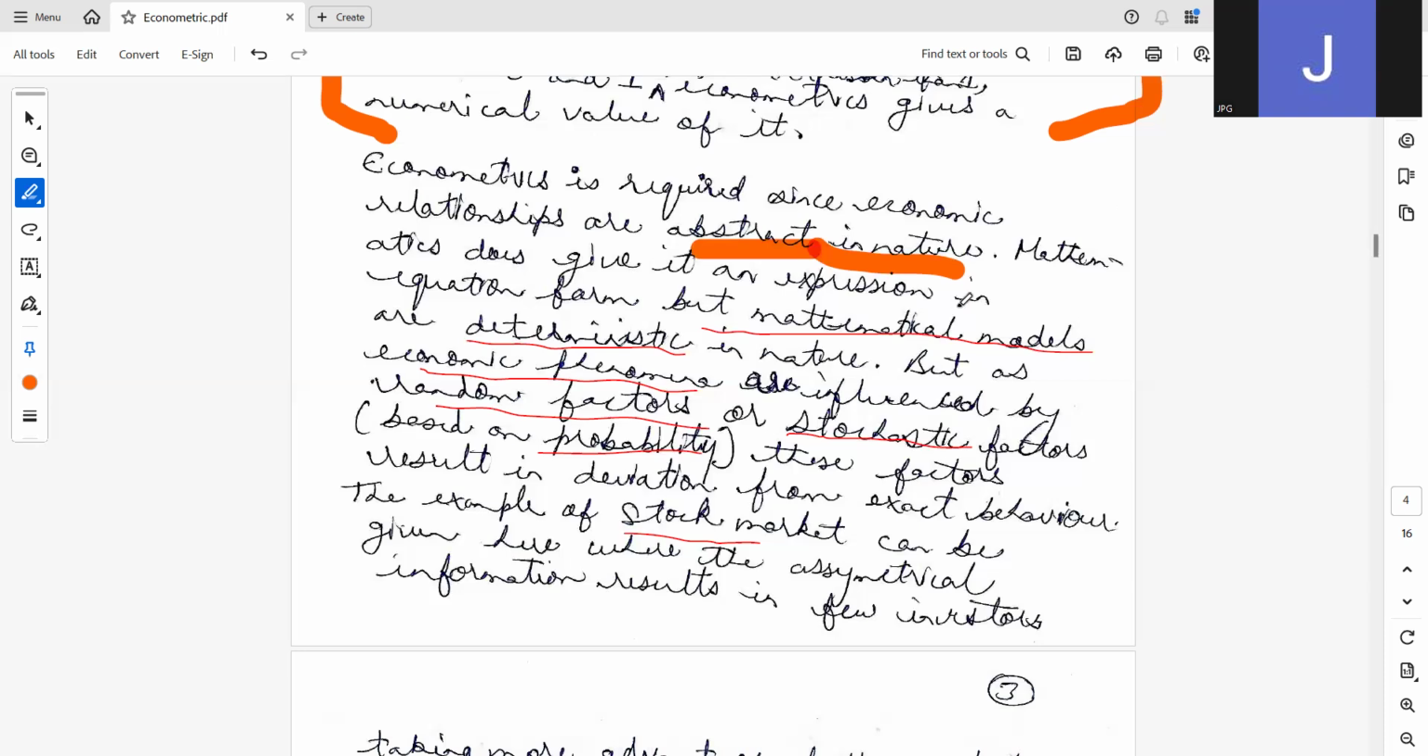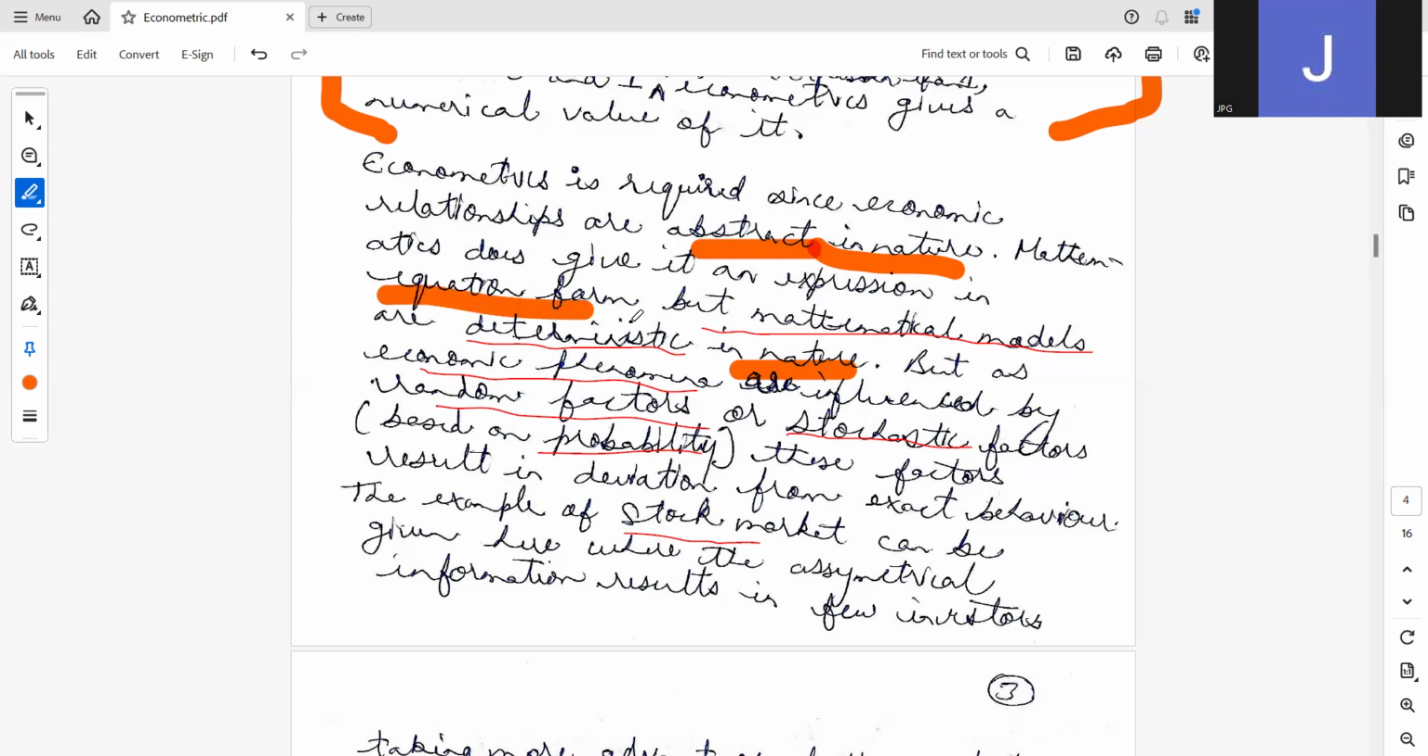Mathematics does give it an expression in equation form, but mathematical models are deterministic in nature. Now, look at the beauty of it. Economic relationship is abstract in nature. Nobody can measure the depth of relationship of a child with their parents. But then you have an expression of it in the form of an equation.